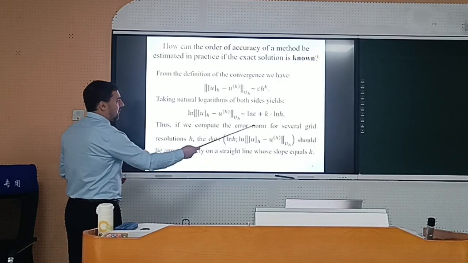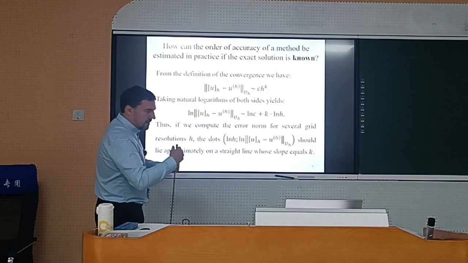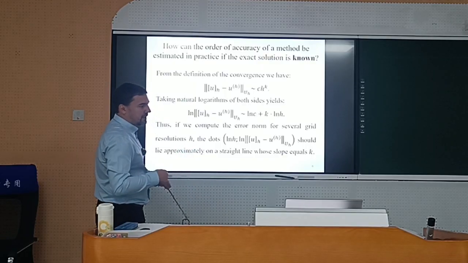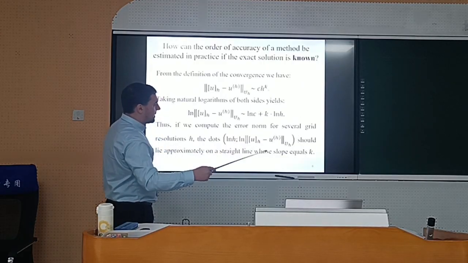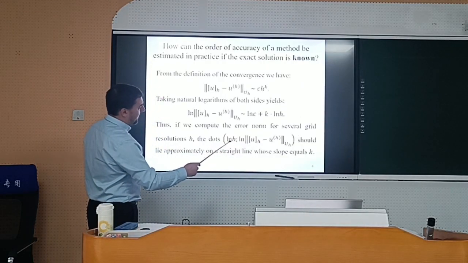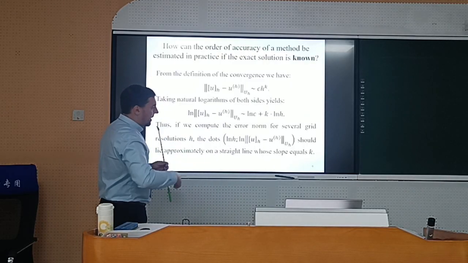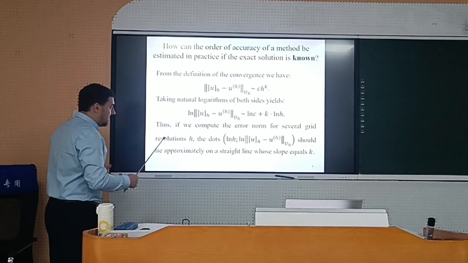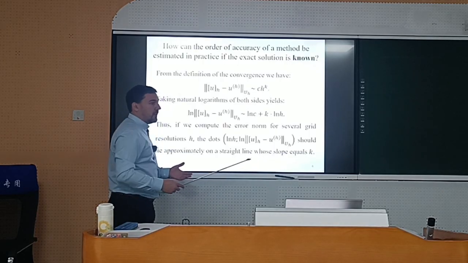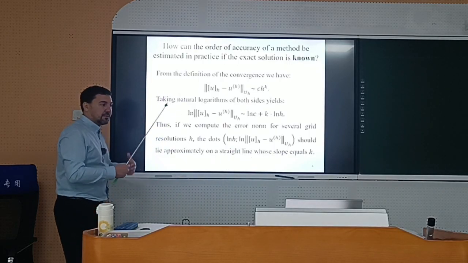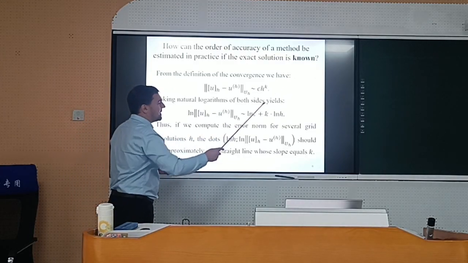If we compute the error norm for several grid resolutions, we can take H1, H2, H3, or a more detailed computational grid, for example H, then H over 2, H over 4, and so on. Then we compute logarithm of H and logarithm of error in some norm, and put all these points. They should approximately lie on a straight line with slope equal to K. For sure, that's not exact, because we have some additional terms.